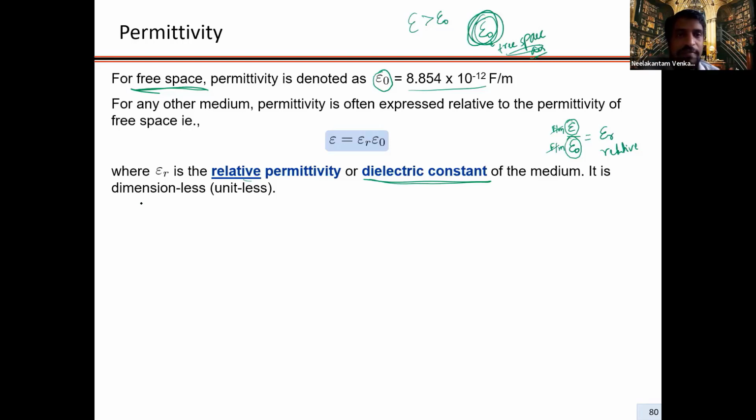So, for example, there is a material called Teflon used in coaxial cable that carries RF energy. It has an epsilon R of, let's say, 2.2. You might have heard of FR4 PCB, printed circuit board. That FR4 will have a dielectric constant of, let's say, 4.4 or 4.5. So different materials have different dielectric constants.